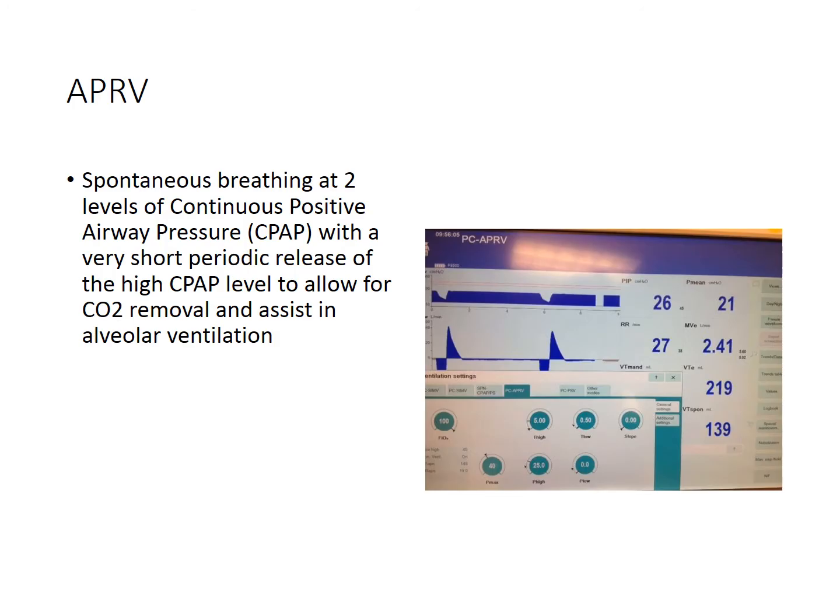So fundamentally, APRV is really just spontaneous breathing at alternating levels of PEEP. There's a very short periodic release of the pressure between the high pressure down to the low pressure. This allows for the bulk of your CO2 removal and assists with the alveolar ventilation, which may need some help depending on how strong and regular your spontaneous breathing aspect of APRV is.